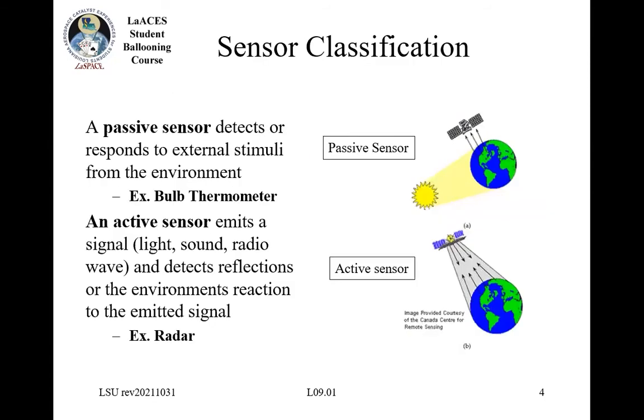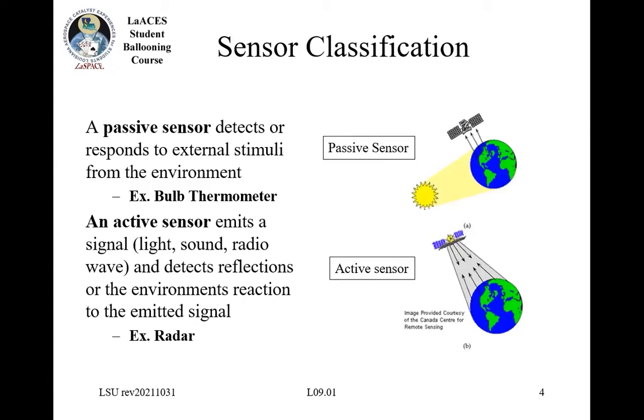So broadly, you can have two categories of sensors. You can have something that is a passive sensor, where it just reacts to an external stimulus, like a bulb thermometer, for example. It just reacts to the change in temperature, the liquid inside it expands, right? You could also have an active sensor, where the sensor itself is sending out some sort of signal that causes a reaction in the environment, and you're measuring that reaction.